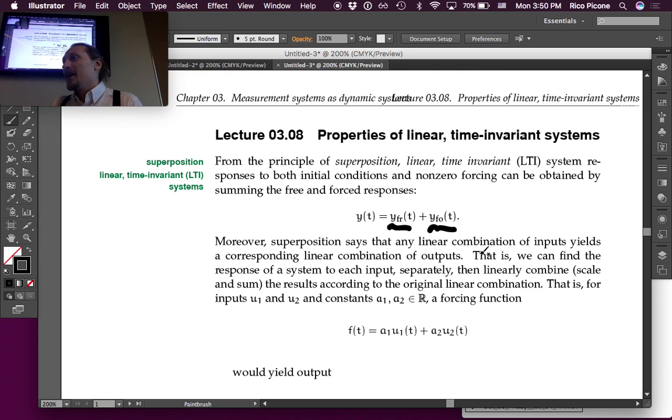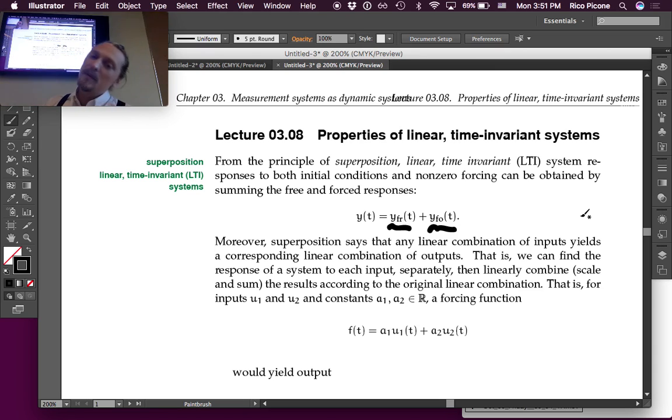So that's pretty nice. And what's really convenient about it is that it allows you to analyze a system once for free response, once for forced response for a given input, and then if you ever have some combination of those, you can just slap them together and you're good. You don't have to worry about redoing the whole problem. And that's part of why I can give you the free and the forced response solutions in the previous lectures, and you can be able to use them and apply them elsewhere.